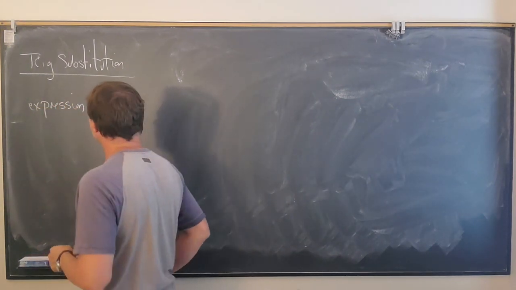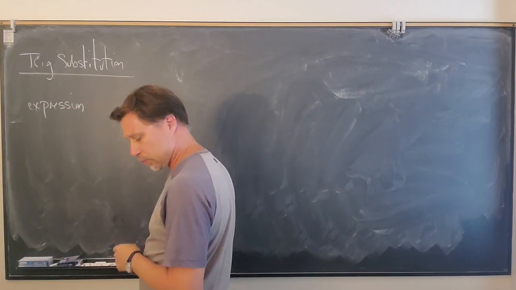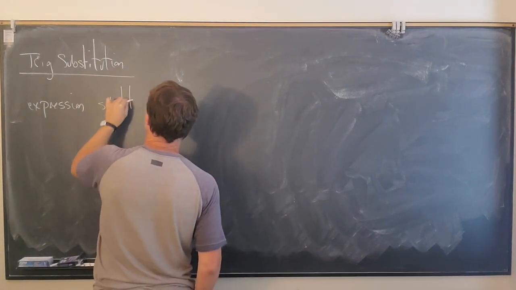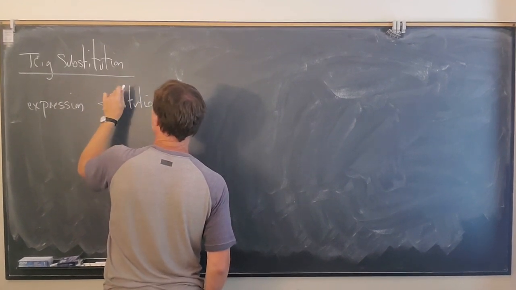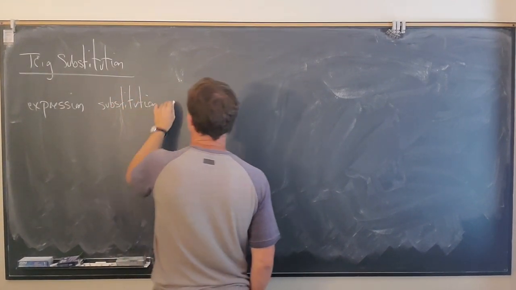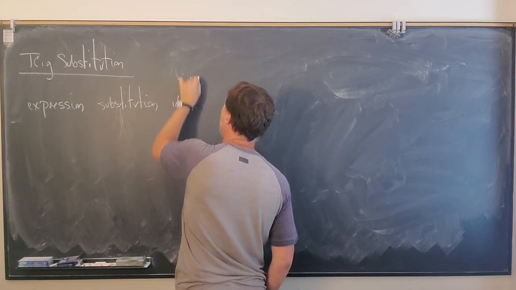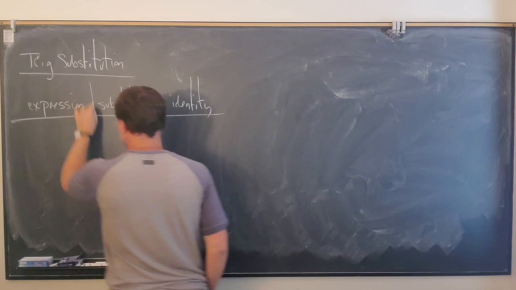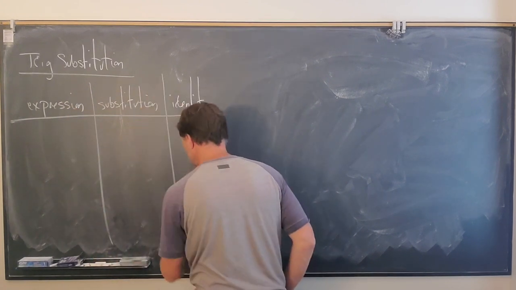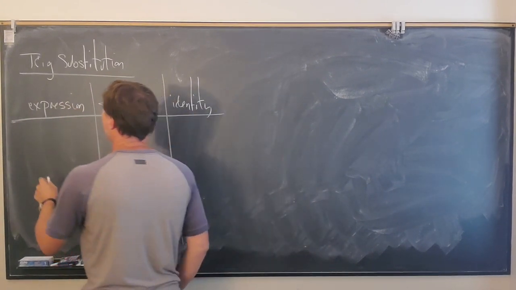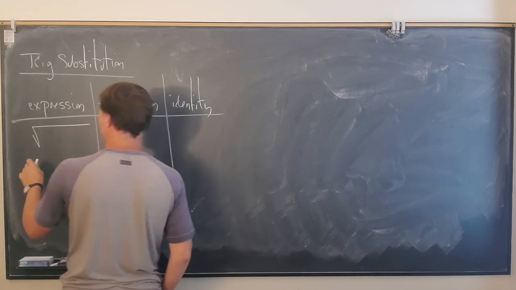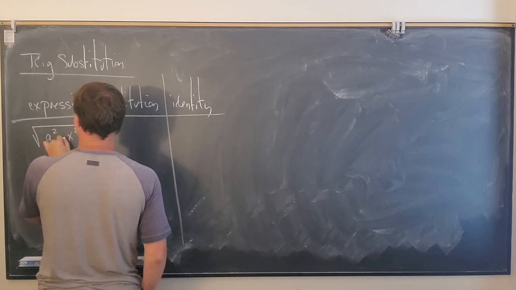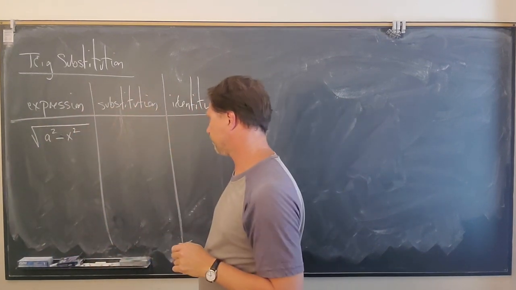This table is going to have three columns. The first column is labeled expression, the second one substitution, and the third column will be identity. Okay, so what we have on the left-hand side, the first of our expressions, a squared minus x squared.